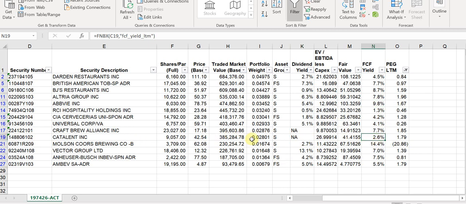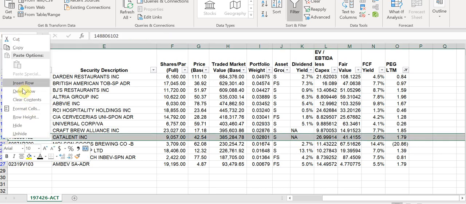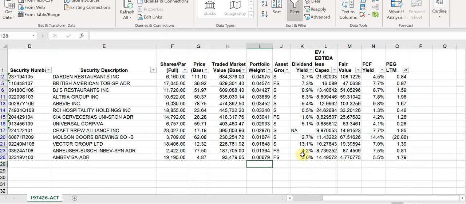Catalent, I actually don't know Catalent. High valuation, high PEG. For me, I don't know you, so let's just get rid of them.